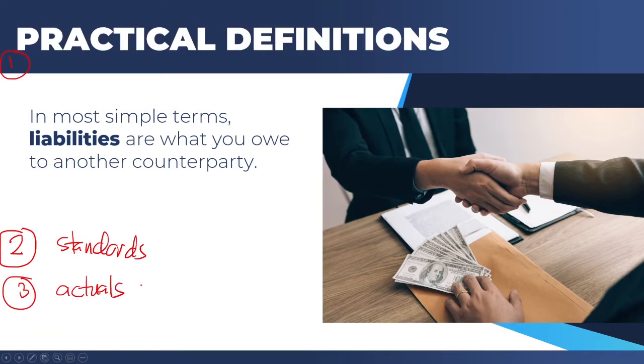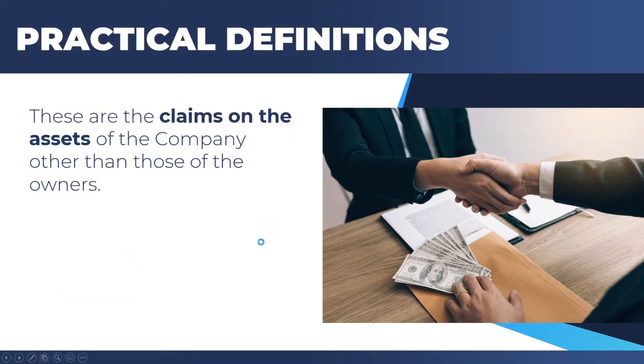So in most simple terms, liabilities are everything that you owe to another counterparty. You will notice that this is a very safe definition because when you extinguish a liability, it is not always cash. Although cash is the most common way to pay a liability. In other words, liabilities are claims on the assets of the company or claims on the resources of a company. Leveraging on the discussion from the previous video, other than those of the owners.